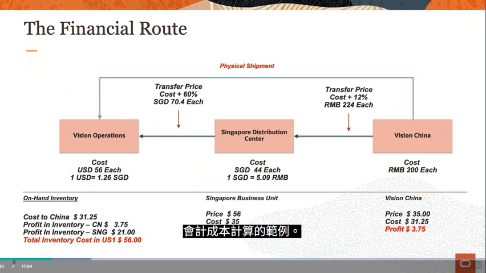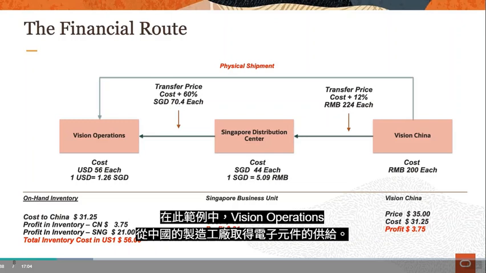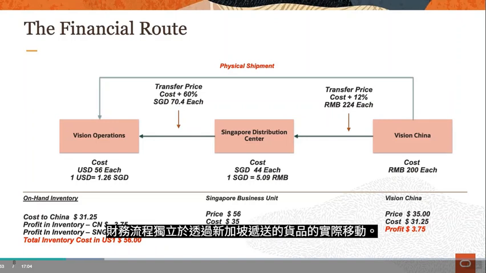This diagram will help us better understand the costing and accounting of transfer events. In this example, Vision Operations sources supplies from the manufacturing facility in China for electronic components. They're shipped directly from China to the warehouse in the United States. The financial flow is independent of the physical flow, which is routed through Singapore. Upon receipt of goods, the ownership transfer is documented and accounted through China, Singapore, and US.